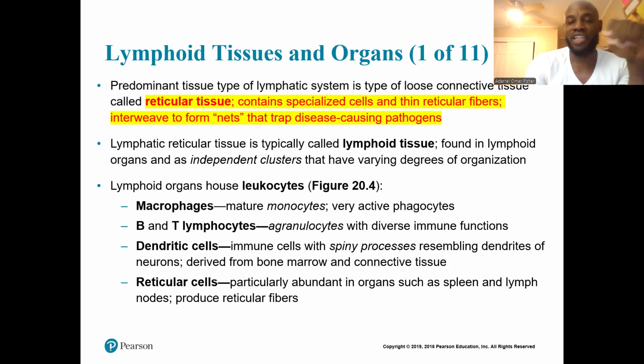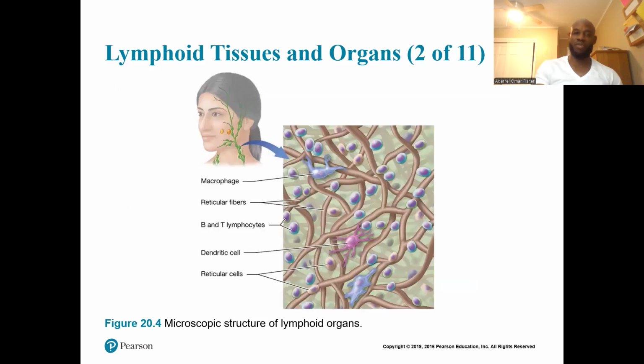Dendritic cells, think of dendrites, projections. So we have spiny processes resembling dendrites of the neurons. Reticular cells, particularly abundant in the spleen and lymph nodes, and they produce reticular fibers. Right, so those are the lymphoid tissues and organs. These are the cells that are in the reticular tissue.